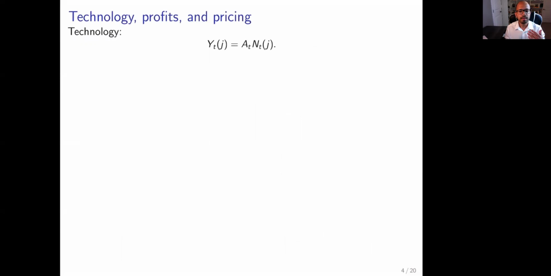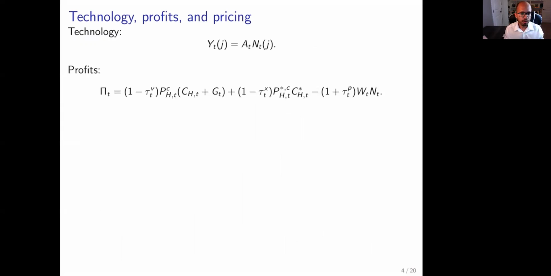Firms produce using a linear technology where labor is the only input. Firms sell to domestic consumers and to foreign consumers, and they're subject to three different taxes. First, a VAT. Second, an export tax. Lastly, a payroll tax. Notice how this already incorporates the border adjustment that comes with the VAT. The VAT is levied over sales of domestic goods, but not over sales to foreign consumers.